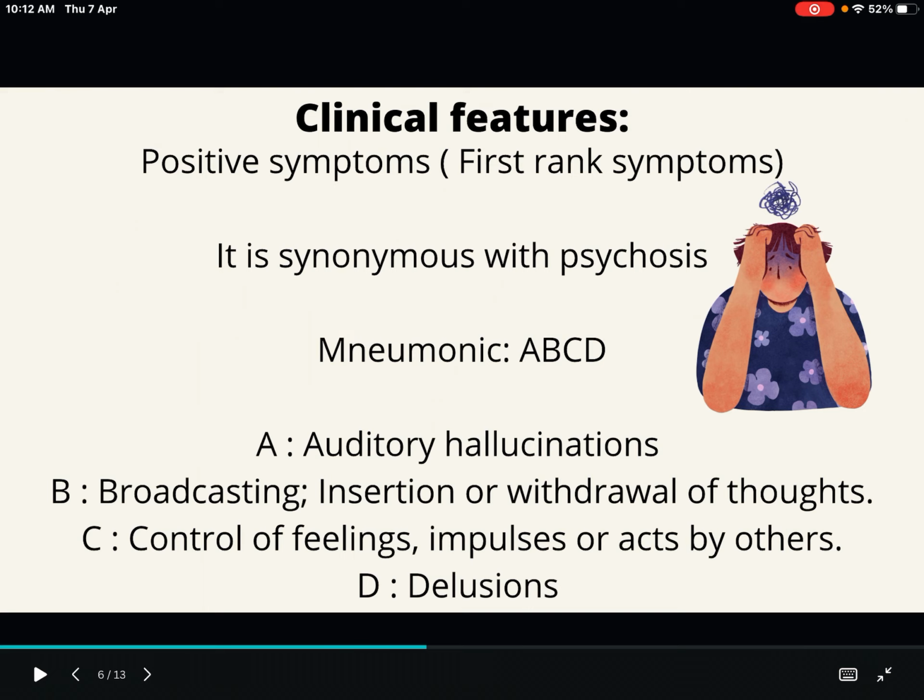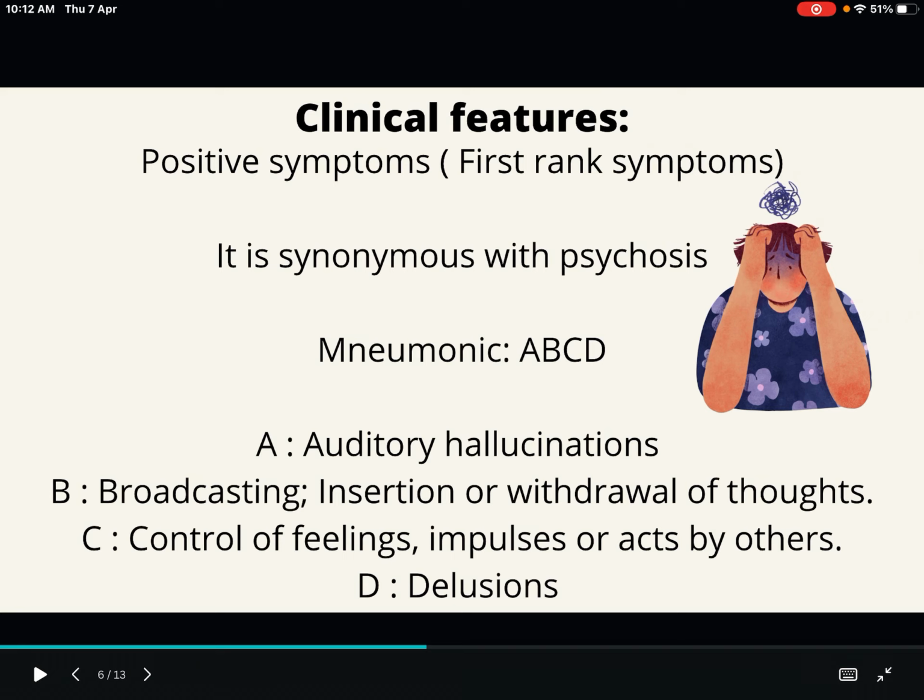So let's move on. What are the clinical features? While talking about the clinical features, there are two things that you have to keep in mind. There are positive symptoms, or it is also called first rank symptoms, and there are negative symptoms. While listening to the name negative symptoms, don't think that it is not seen in this condition. Both positive symptoms and negative symptoms are found in schizophrenia. Then why is it called positive symptom and negative symptom? Because positive symptoms are the first rank symptoms and they are very important in diagnosis of schizophrenia. That's why they are called positive or first rank symptoms.